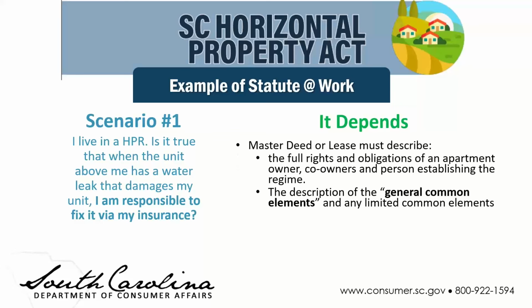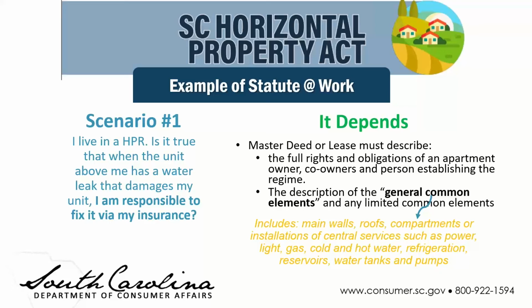And the first thing that you would do is to look to the master deed or the lease, because it must describe the full rights and obligations of an apartment owner, the co-owners, and the person establishing the regime. The master deed or lease must also include a description of the general common elements and any limited common elements. And as I said earlier, this includes several things such as main walls, roofs, compartments, or installations of central services such as power, light, gas, cold and hot water, refrigeration, reservoirs, water tanks, and pumps.